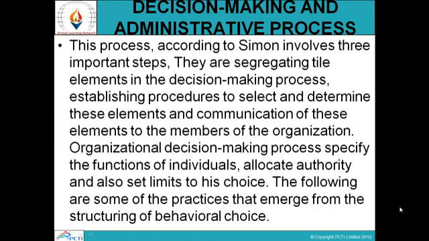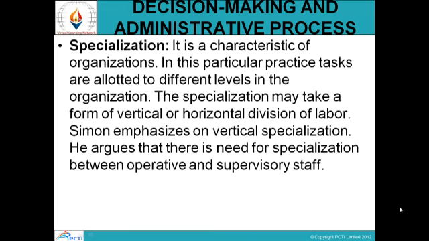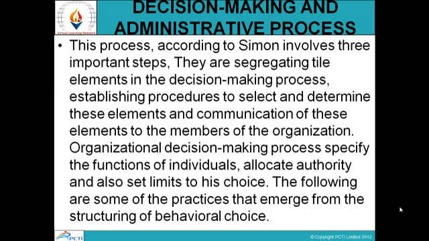So in that case, yes, decision making and the administrative process are very much related together, because in the administrative process, at every step we require decisions to be proper and to be taken better. What kind of decisions are basically taken in this process? The following is the structure of a behavioral choice.